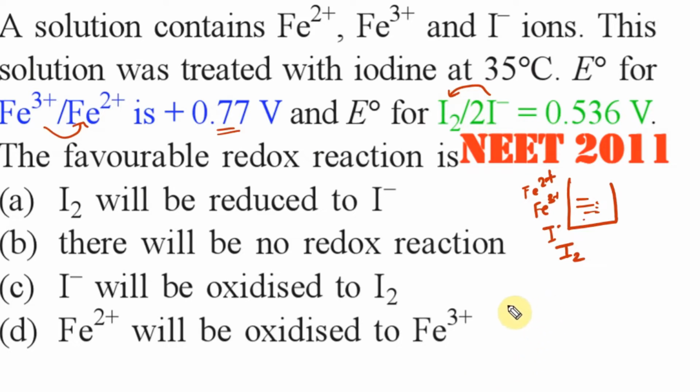So the reaction is going to be the strongest reducing agent and strongest oxidizing agent react with each other to give you the corresponding species. 2I minus, so there's going to be two of them here just for electron balancing. Now what can we say? I2 will be reduced to I minus. That is wrong. I minus will be oxidized to I2. There will be no redox reaction. That is also wrong. There is going to be a redox reaction. I minus will be oxidized to I2. Fe2 plus will be oxidized to Fe3 plus. No, Fe3 plus gets reduced to Fe2 plus. So there is only one correct answer, Charlie.